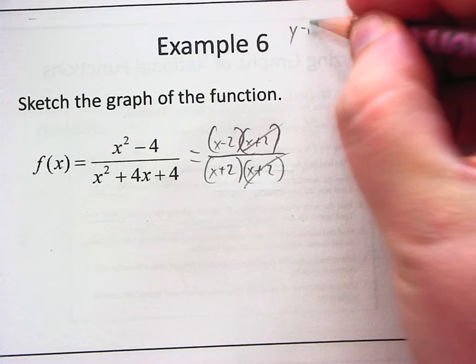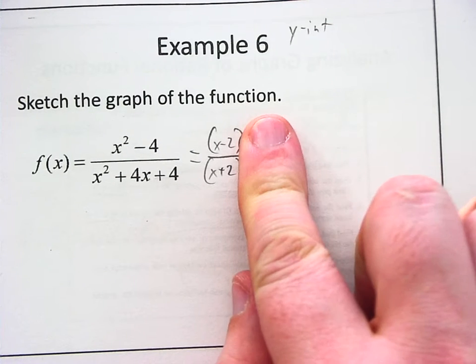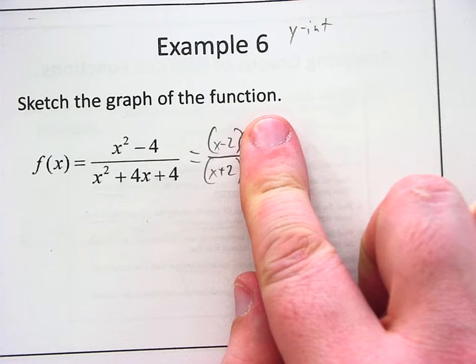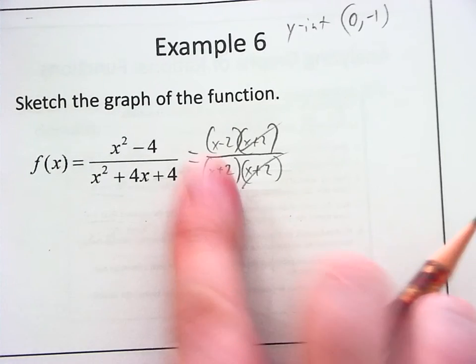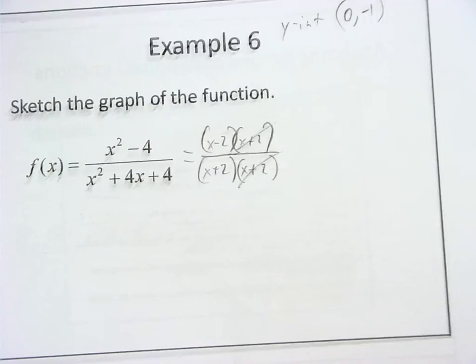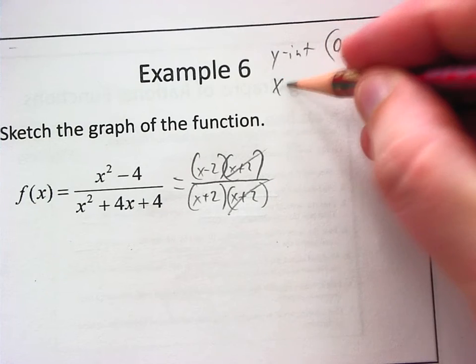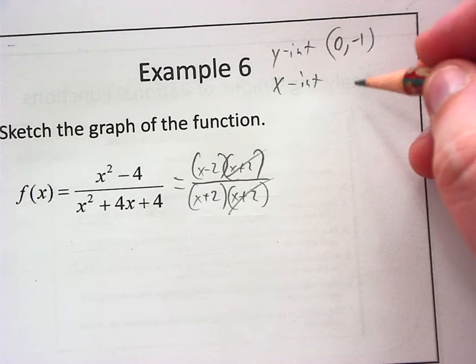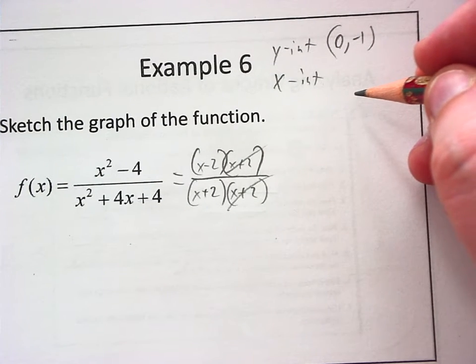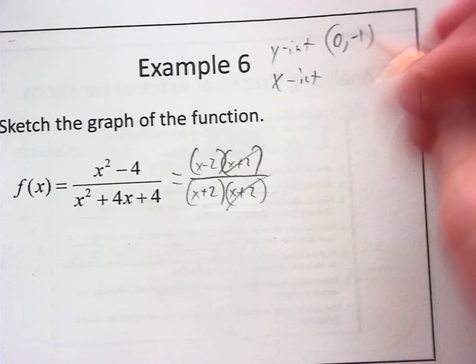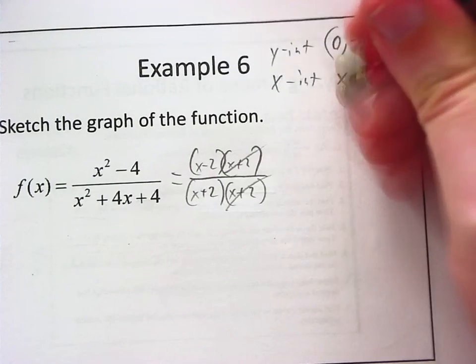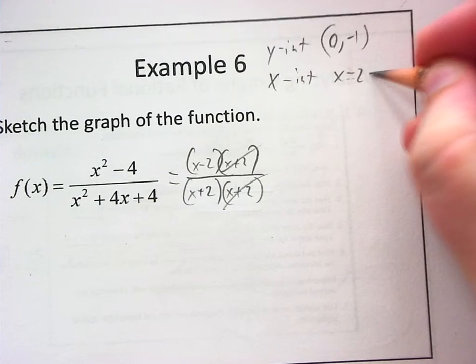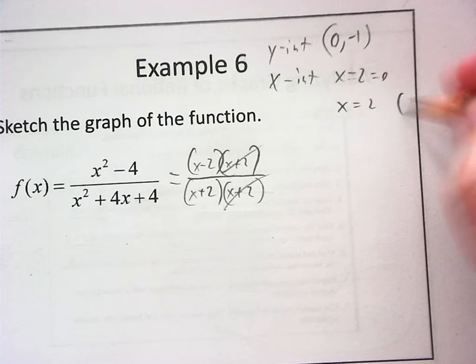Now I go into my list. Y-intercept. Well, if I plug in 0 to this thing, what do I get? -1. So I have 0, -1. Because that's just -2 over +2. X-intercepts. Where's your x-intercept going to be at? 2. It's because it's what makes the numerator 0. So I have x minus 2 equals 0. So x equals 2. So that gives me the coordinate 2, 0.